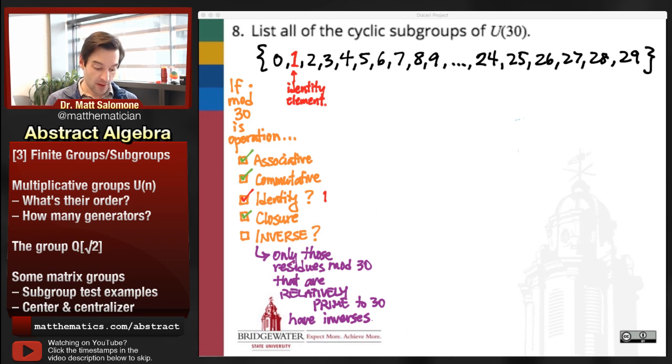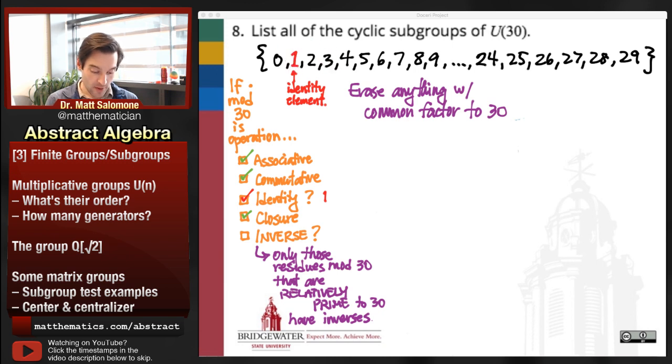So what that tells me is that I have to go through and erase anything from this list which has a factor in common with 30. Erase anything that has a common factor to 30, other than, of course, 1. 1 is always a common factor. So 2, for example, we have to get rid of, because 2 has the common factor of itself, 2, with 30. So I have to get rid of 2. For the same reason, I have to get rid of every other multiple of 2, because all the other multiples of 2 are also going to have a common factor of 2, at least, with 30.